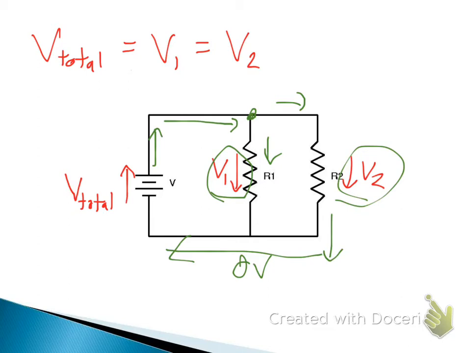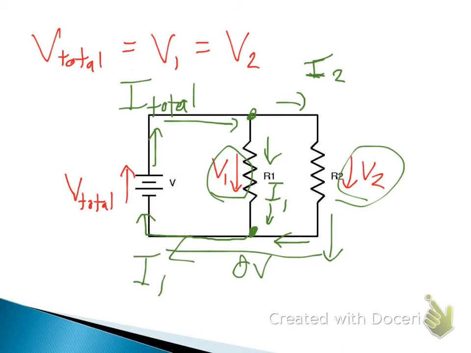So here I'll have I total leaving the positive terminal of the battery until I get to the junction point where I'll call I1 the current that goes through R1. I'll call I2 the current that goes through R2. By the way, there's a junction point down here. So I1 arrives at this junction point, I2 arrives at this junction point, and then they both travel together back to the battery. So I'm back to I total when I get back to the battery.